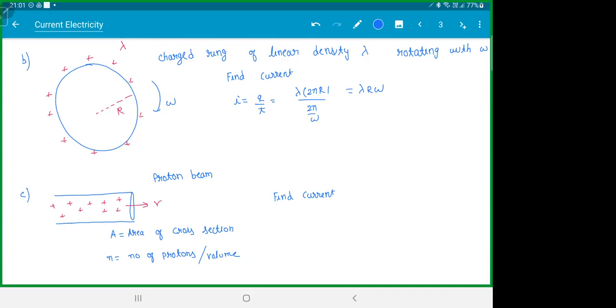Look at the C part. You have a proton beam traveling with speed v. Area of cross section is A and n is the number of protons per unit volume. Find the current. So if you send a group of protons moving forward, that's like a current. And this C is an important result which you need to remember. We're going to use it later on. If a proton beam is traveling with speed v, area is A, n is the number of protons per unit volume, charge is, you can take it as e. Find the current.